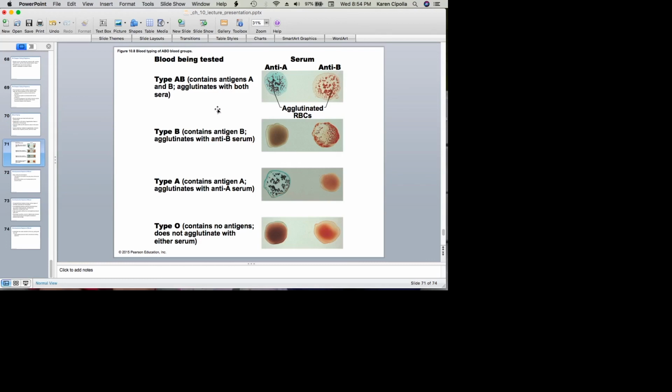And here you go. Here's a picture. You've got type A, which has A and B antigens. You will have the agglutination or the clumping of both of those samples. So this would be a type AB. Type B, you see here, you only have the clumping of the type B on the anti-B serum. Here's the anti-A, and then you'll have no reaction at all.